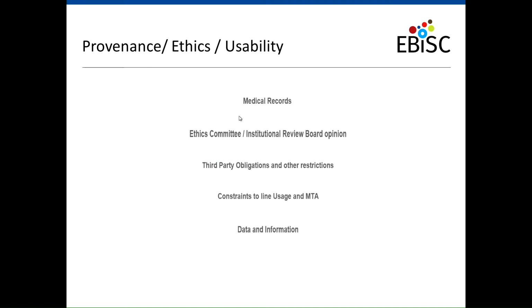Other points are access to medical records. Is it there? Whom to contact to get this? If yes, was there an ethics committee approval for making these iPS cell lines or donation of the original tissues? Are there any third-party obligations or restrictions? Are there any other constraints to the usage of the lines? Are there MTAs available? And then a big part is data and information. So how is that to be handled?